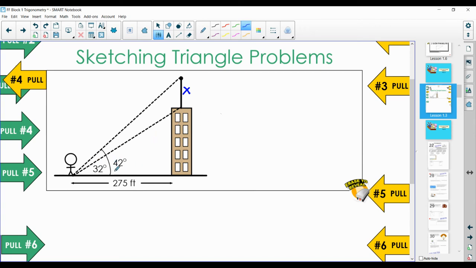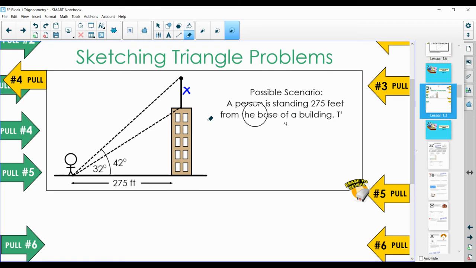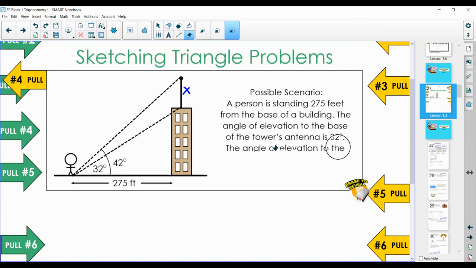The word problem would give me all of the information about these angles of elevation and how far away I'm standing from the tower. So for this question, it says a person is standing 275 feet from the base of a building. The angle of elevation to the base of the tower's antenna is 32 degrees, and the angle of elevation to the top of the antenna is 42 degrees. And the question is, how tall is the antenna?